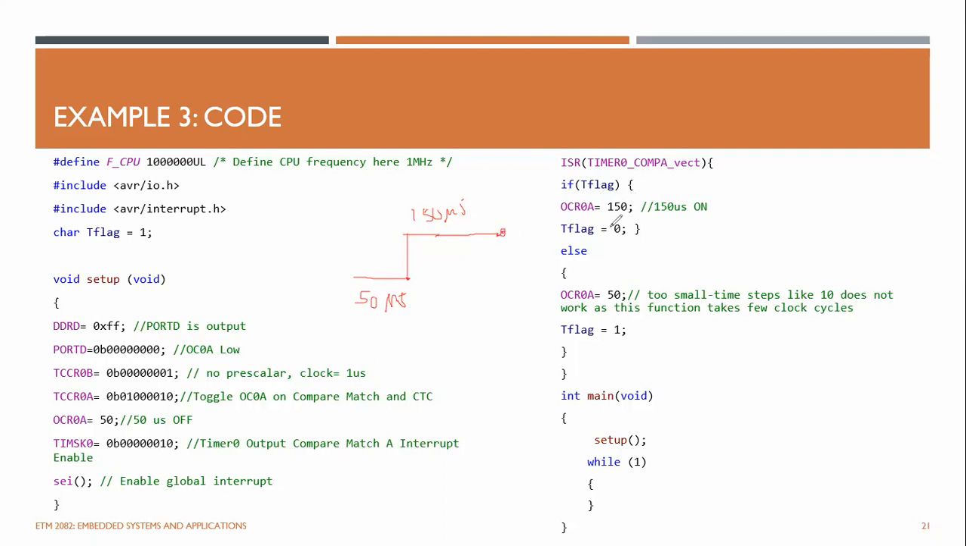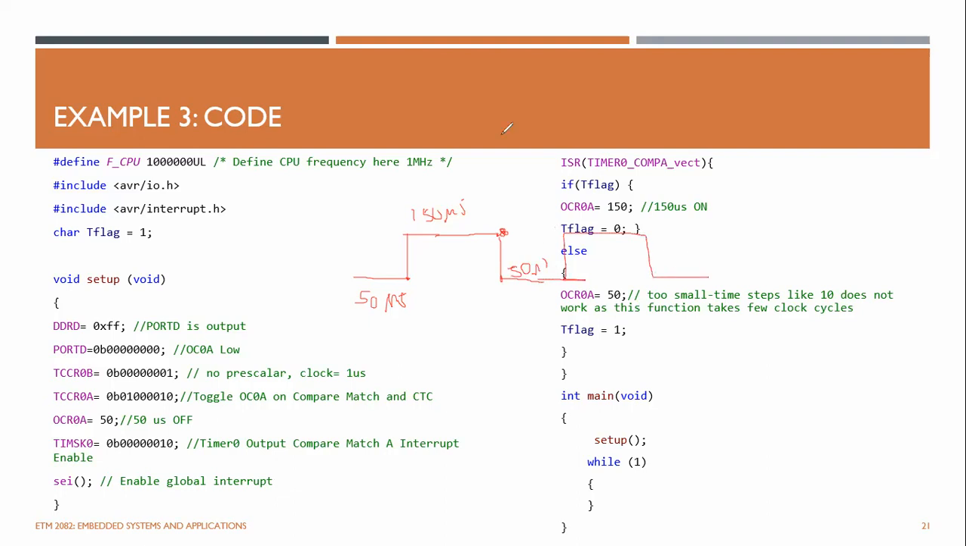Then at the same time I have to set the T flag to 0. So the next time the interrupt is generated at 150, the T flag is now 0. So it will check this one, because now it is false. It has to come here and set the new OCR0A value to 50. At the same time, it will toggle the output pin to low and wait another 50 microseconds. Likewise, this cycle will be repeated, right?